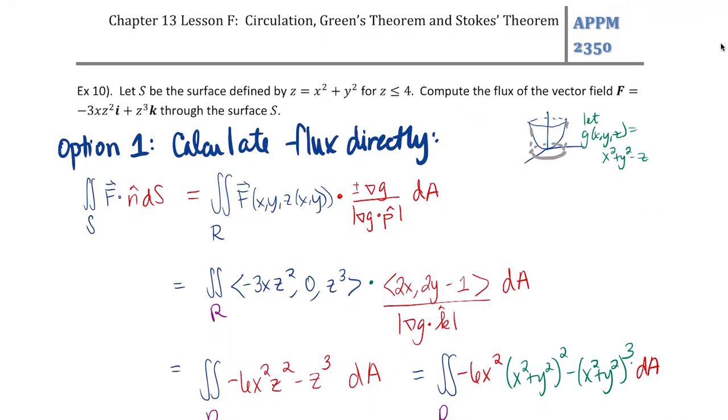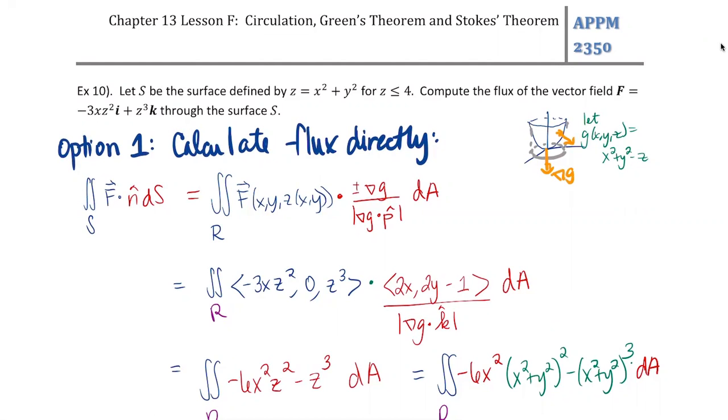I'm letting g be x squared plus y squared minus z so that this bowl is 1 level surface. And notice if I choose it that way, I end up getting the gradient vector pointing outward. At 0, 0, 0, it's probably easiest, the gradient is just going to be 0, 0, negative 1. So I get outward pointing normal vectors, which is what I'm looking for.